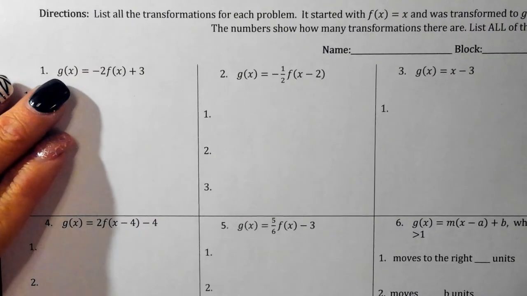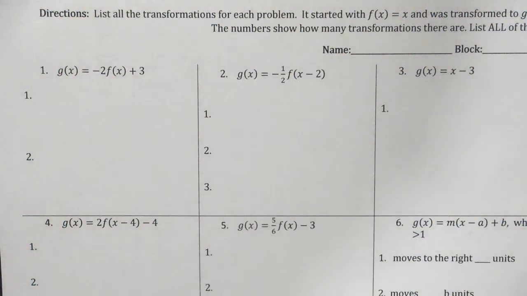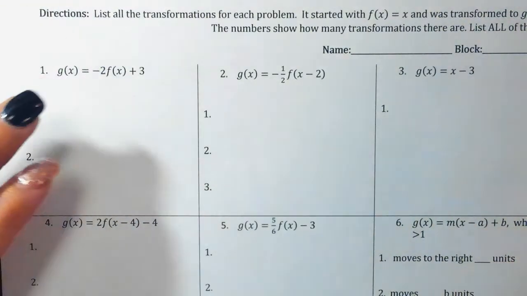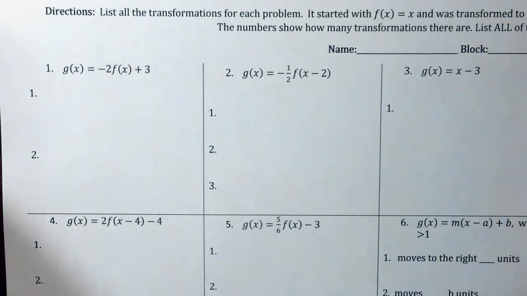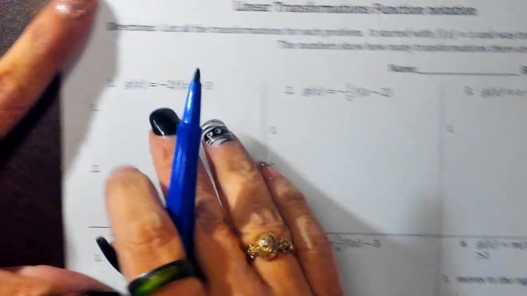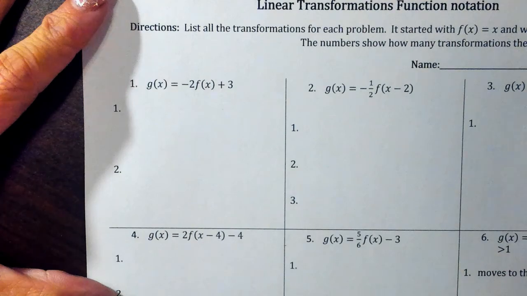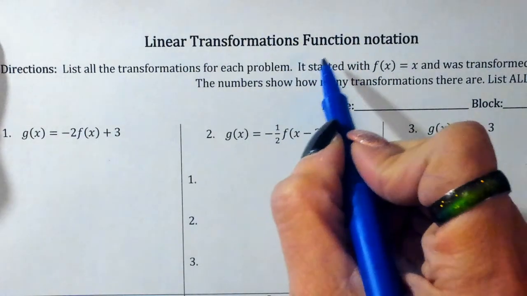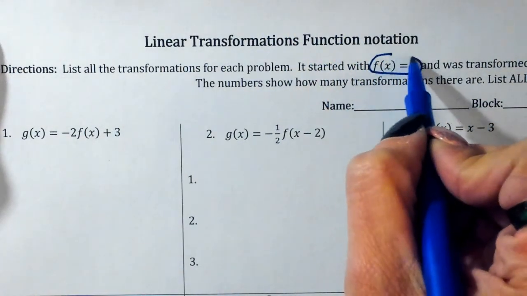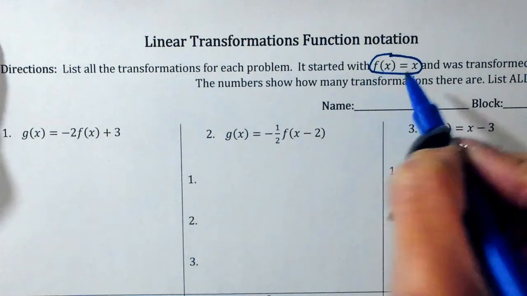Okay, so by now you've had some lessons on transformations, and now you've got this worksheet, so let's see what we can do. We're not going to use our calculator, we're just going to do this straight up by hand. So let's look at this. The first one, g of x. All the transformations started with this right here. They started with the parent function. That is our parent function.